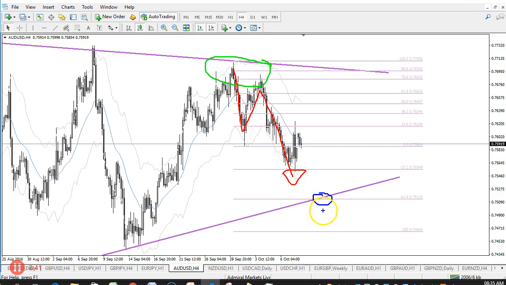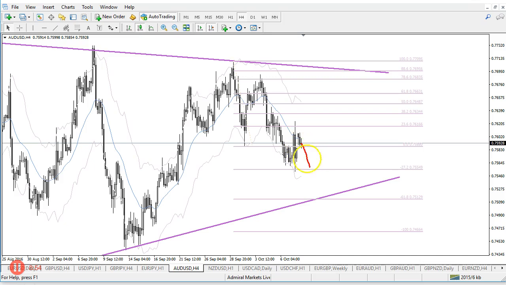an ABC zigzag down, probably to the bottom. So we haven't reached the bottom yet. That's why I'm interested if price could make one more tiny little move down. I think it could be interesting.